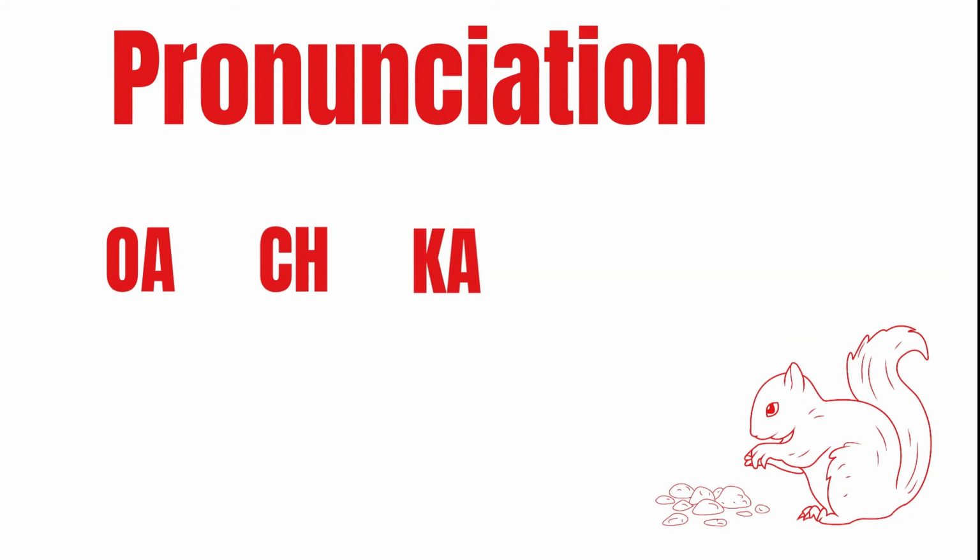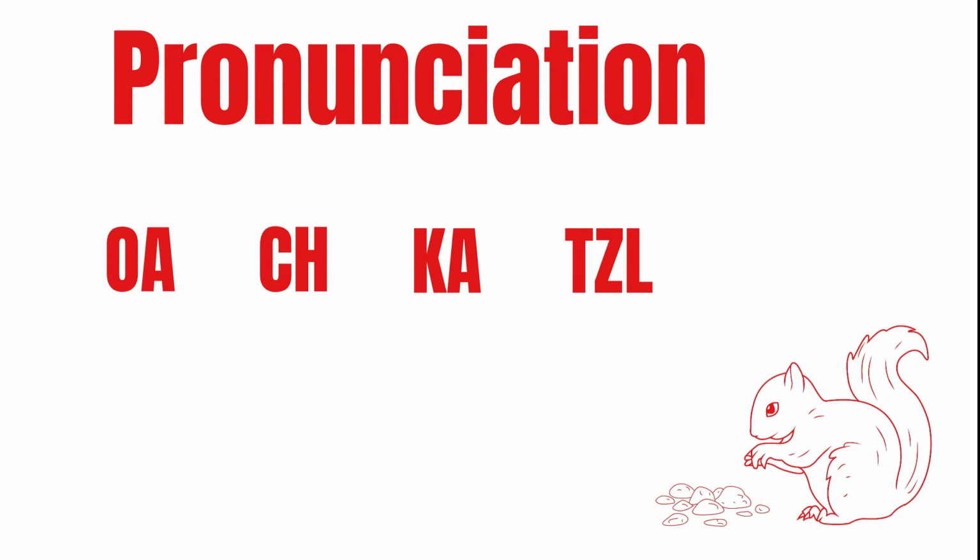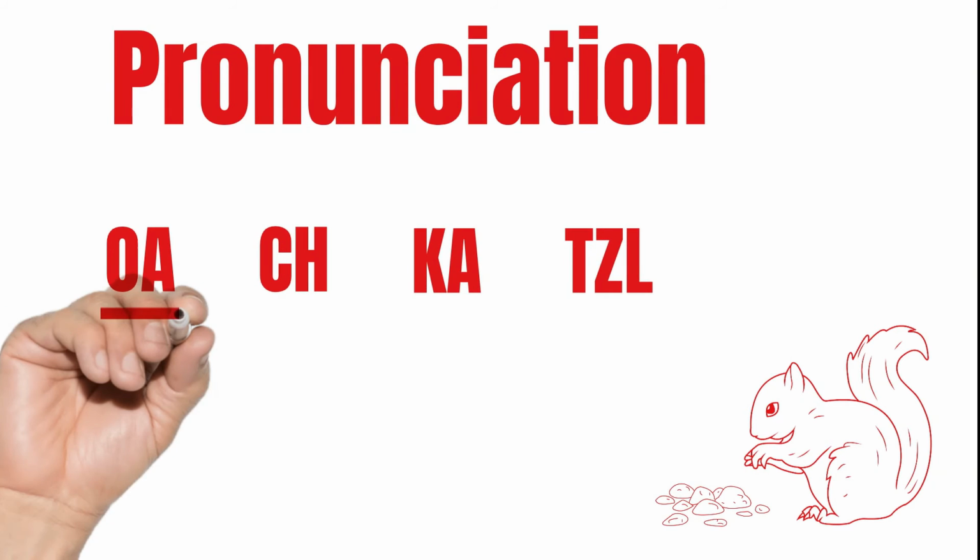However, the next bit is quite tricky, Zl. If you're interested in typical Austrian sounds, please check out my video about it in the right hand corner. We can combine the next two bits, Katzel, meaning little cat. So we got the first part of the word, OACHKATZL.